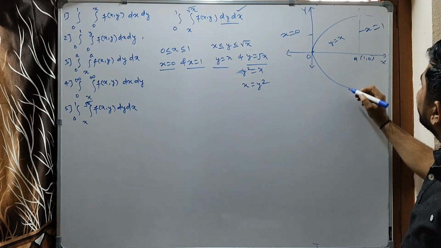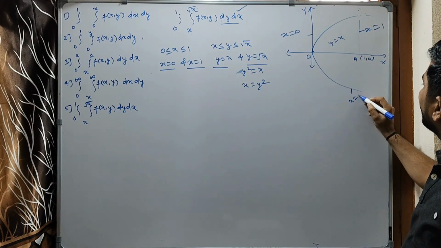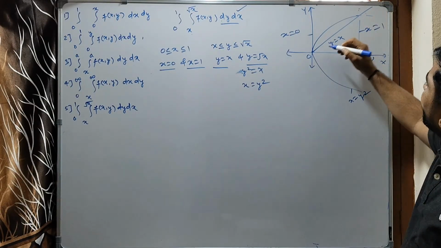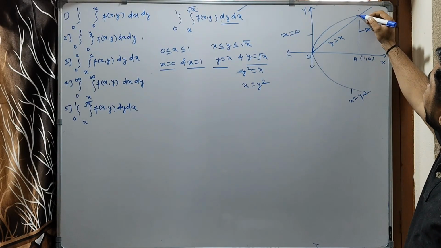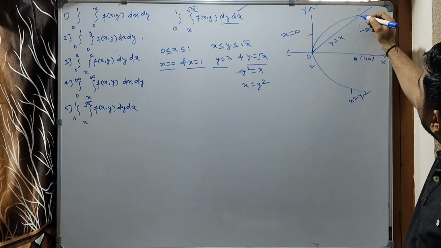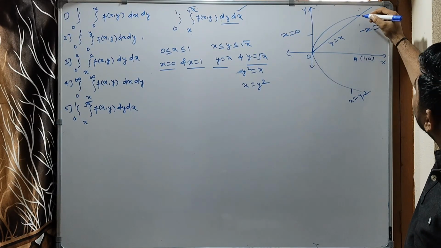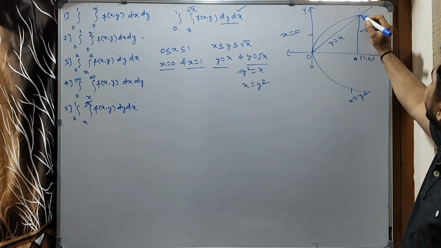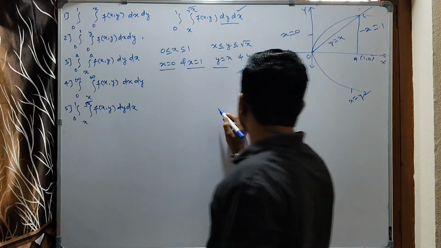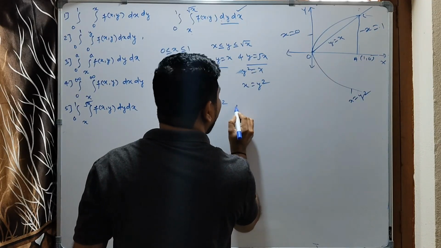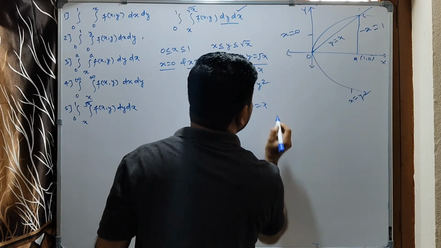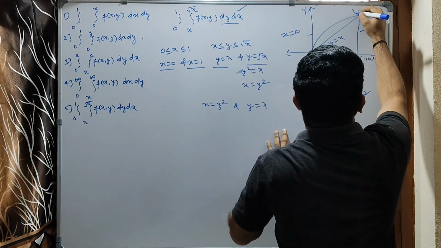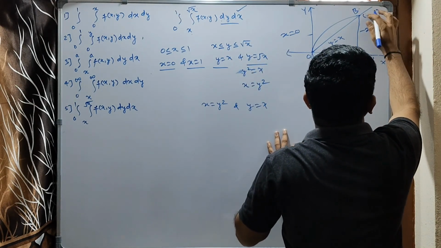So here x equal to y square is the parabola, and this is my line y equal to x, and x equal to 1. This parabola and line intersect at, let's say, this point. So here this is my region. Now this is my line x equal to 1. So they intersect at this point. Here x equal to y square and here y equal to x. I want to find the point of intersection. Let's say this is O, A and B. I want to find the coordinates of this point.